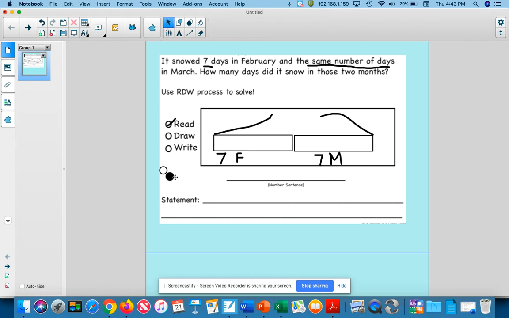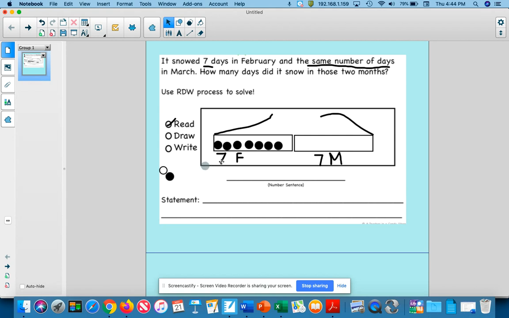So we're going to put 7 over here. So let's start counting: 1, 2, 3, 4, 5, 6, and 7. And now I'm going to keep counting. I'm going to count and get my other 7 in here.